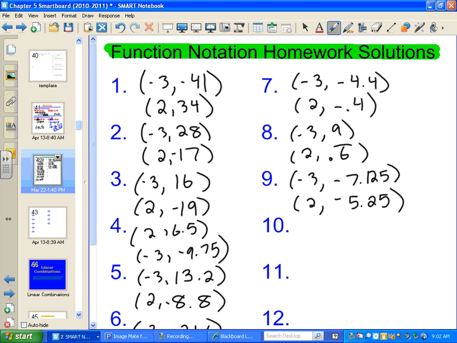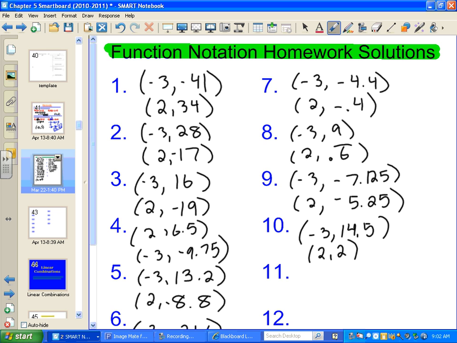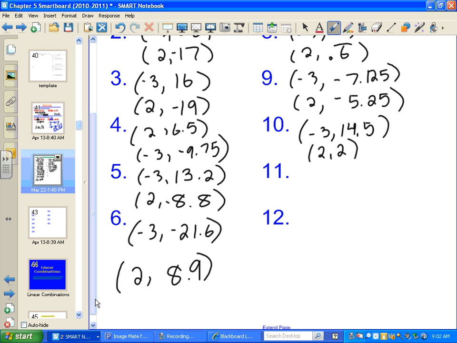Melissa, number 10. 2, you said? Good. Awesome. Haley L, number 11. Okay, this is right, but the -3 is not.